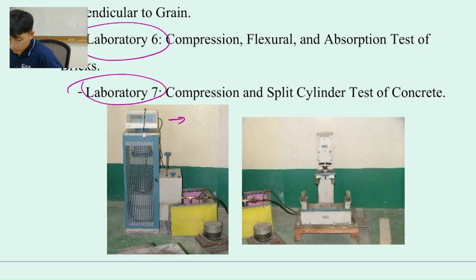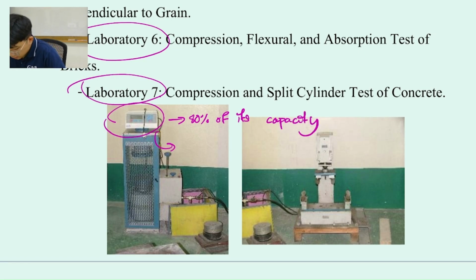Okay. All right, but there will be one question that I usually ask students. When I was in the lab, I always tell them that the machine can be used at just only 80% of its capacity. For example, this compression machine.